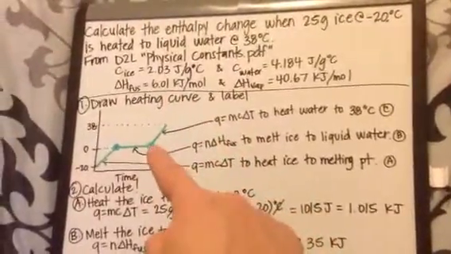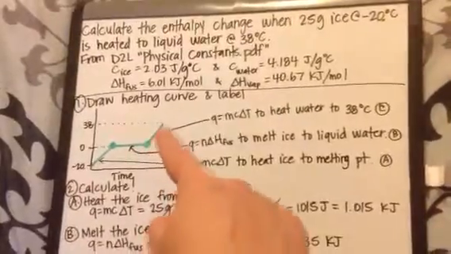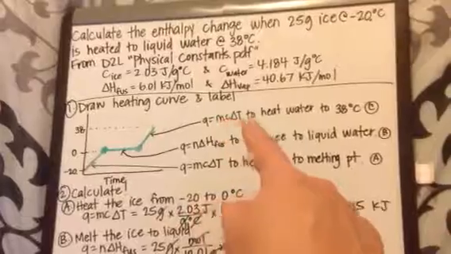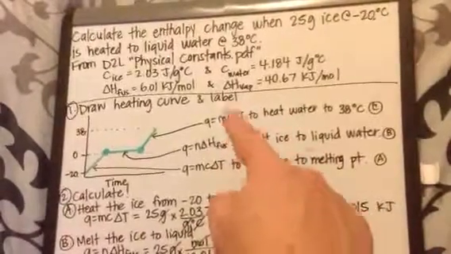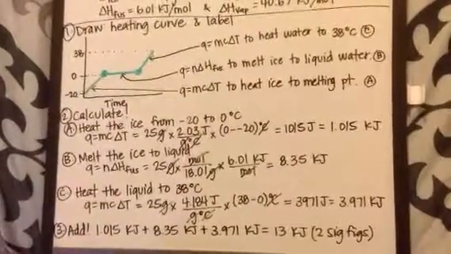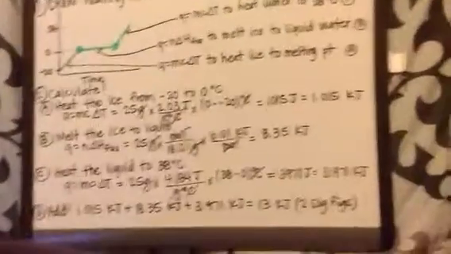And then now we've got all liquid water, but we've got to increase the temperature to 38. So that's a separate calculation. Q equals MC delta T. This time for the C, we're using the C of liquid water. So three separate calculations. So first we're going to heat the ice from negative 20 to 0 using Q equals MC delta T.